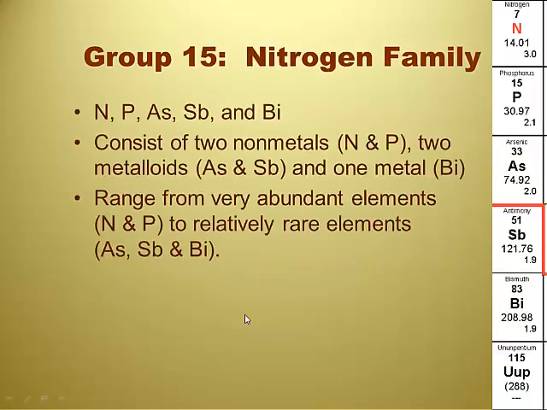Nitrogen, group 15. I'll bet this is going to have 5 valence electrons. Yep, there it is, 5 valence electrons because they're group 15. Nitrogen, phosphorus, arsenic, antimony, bismuth, and I'm not even going to try the last one. Ununpentium. Thank you, Mr. Kane. They range from very abundant elements like nitrogen and phosphorus to relatively rare elements like arsenic, antimony, and bismuth.